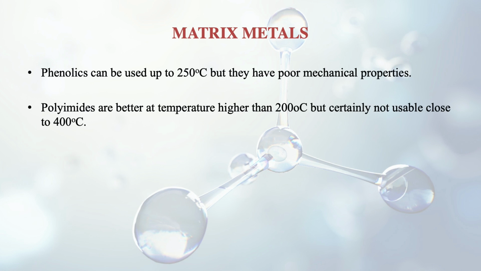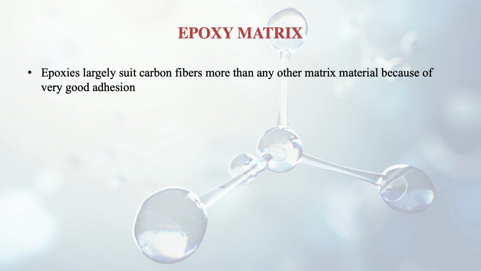And polyamides are the ones which have good qualities at higher temperature also. They are better at 200 degrees centigrade and above, but they are also not usable if we go up to 400 degrees centigrade. So we now talk about the epoxy matrix. Since we have seen the carbon fibers, can they club with the epoxy matrix to form the composite? Epoxies suit carbon fibers more than any other matrix material. Why? Because of the very good adhesion. These two materials form a good combination, bind with each other very easily and with great strength.